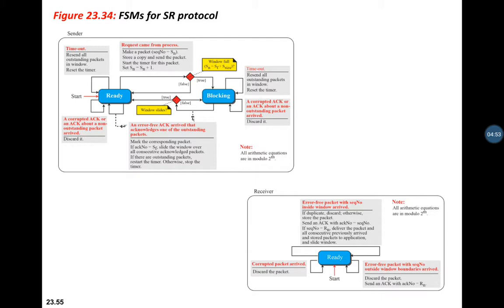Next is about the FSM, that is the finite state machine. So remember, in the selective repeat, the acknowledgement number tells about the sequence number of the error-free packet received. If it is 3, that means the packet 3 has been received. Next is about the FSM.